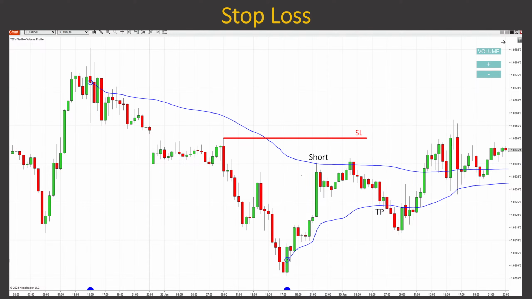Now in this example, this is the last one. This is euro dollar, 30-minute chart, and we have VWAP anchored to this swing high. First pullback is in here, short from this place. By the way, we already had this example, if you remember, when we were talking about the take profit. Here we'll talk about the stop loss, which is above the closest swing point. That's this one.